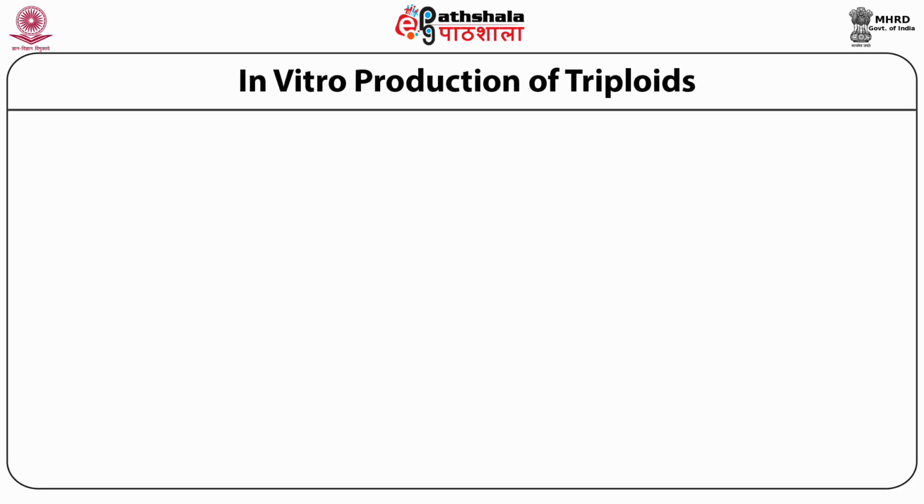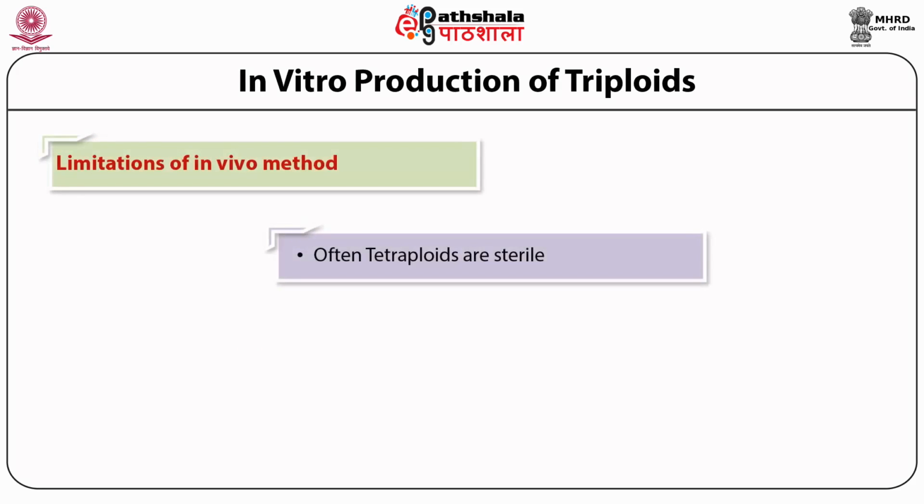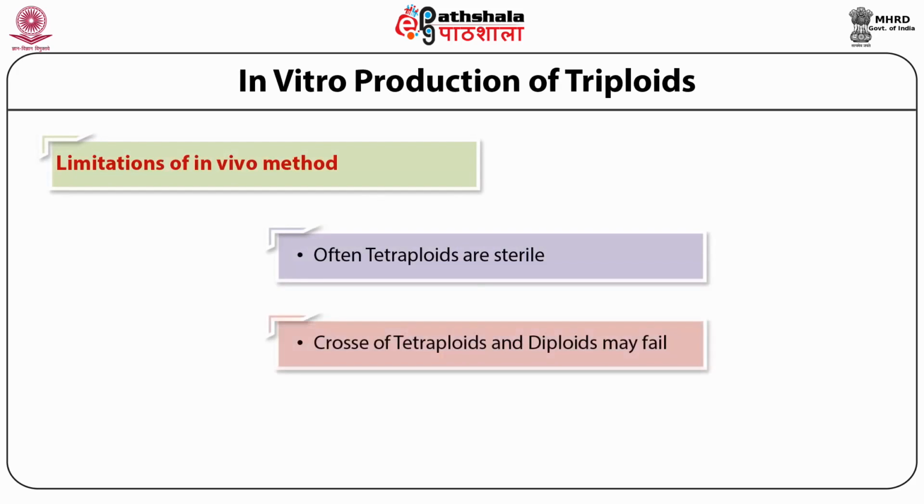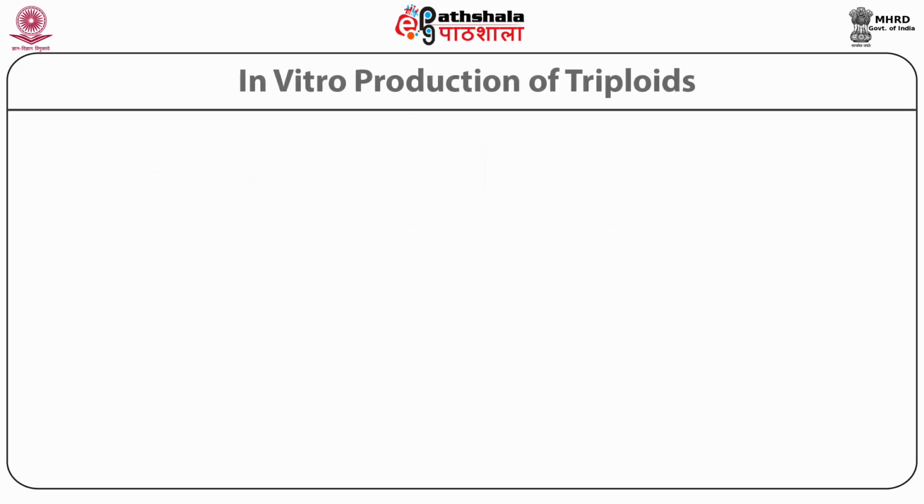But it has certain problems. Very often the tetraploids are sterile. Secondly, the crosses of tetraploids and diploids may often fail. The in vitro method to produce triploids is therefore welcome.